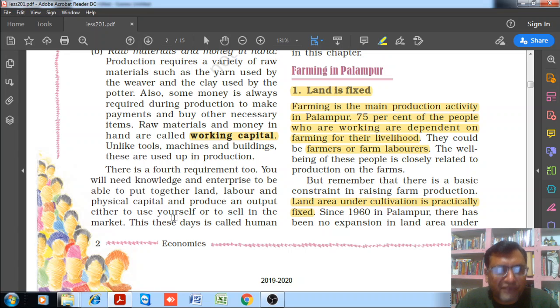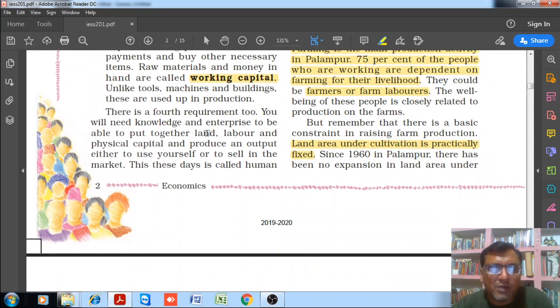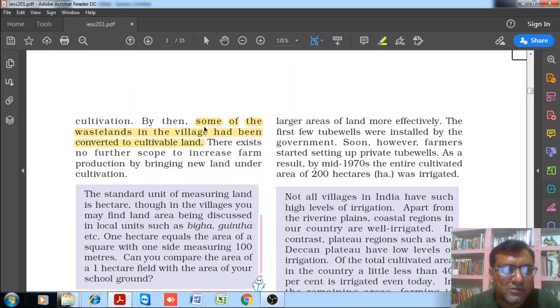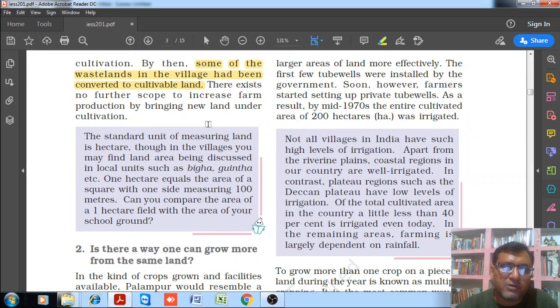So land is fixed and 75% of the people of village Palampur are engaged in farm activities as laborers or as farmers. This is the basic information regarding the land of village Palampur, and how people are engaged on this land.